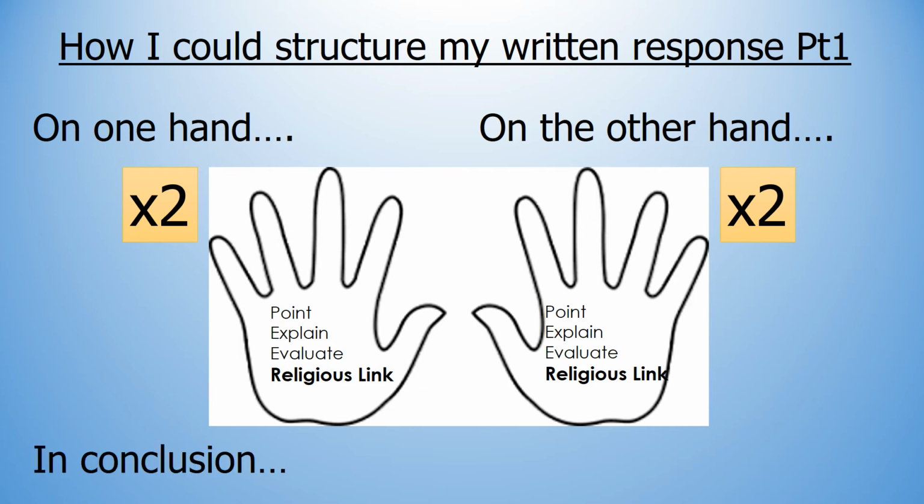And then we have a conclusion. So we should be seeing a well-structured response that perhaps has 5 paragraphs, depending on how quick you can write your responses. So on one hand, this is my point I'm making, explain, evaluate, oh, I've managed to give a religious link to that one. I might include a second point in a second paragraph. Then on the other hand, 2 paragraphs, and then in conclusion. I'll talk about the conclusion a bit more in a moment.